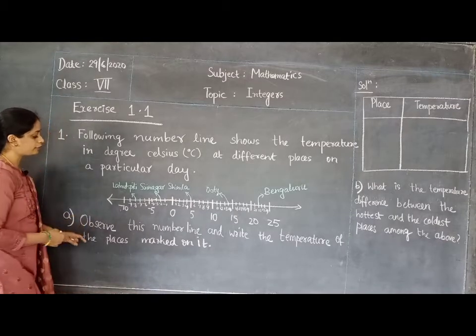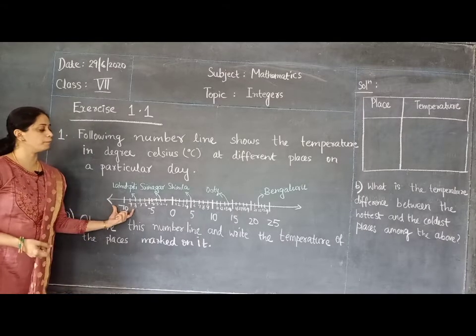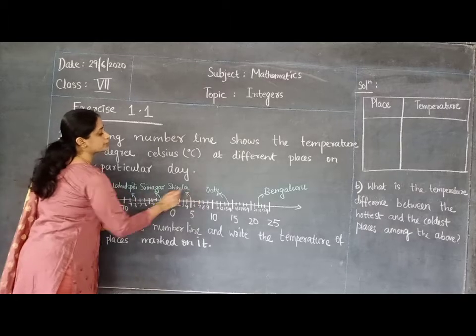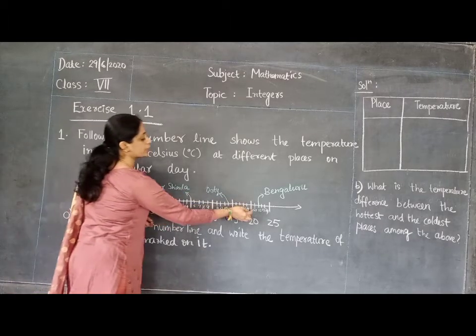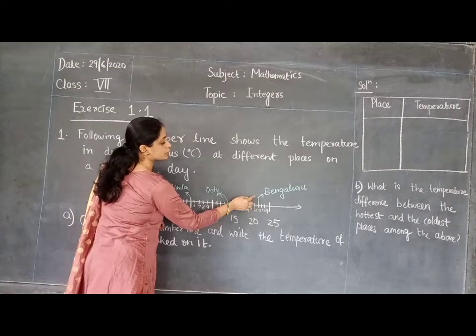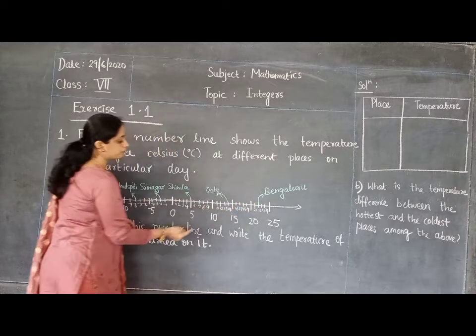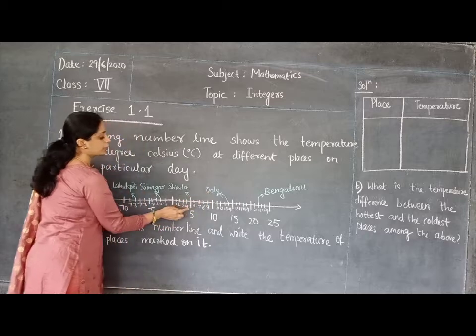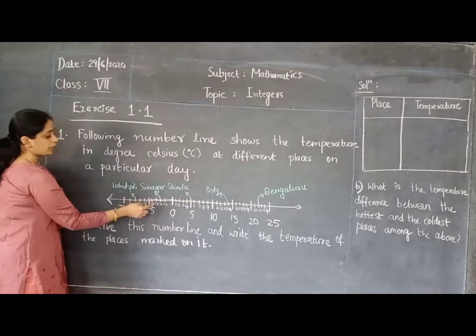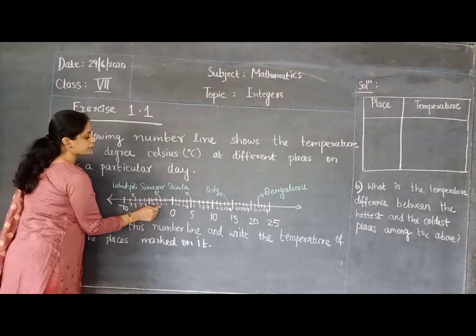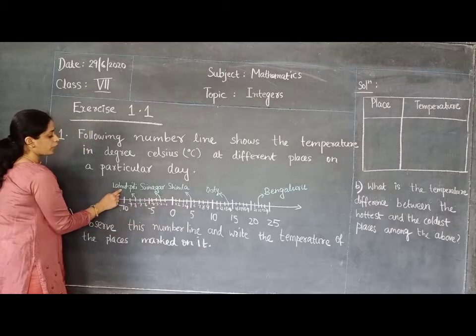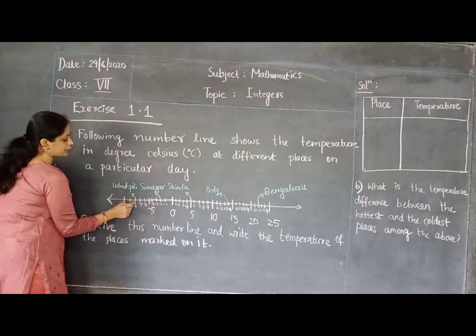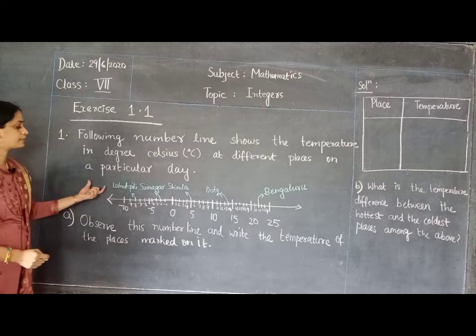So here see the first question. I hope you understood the number line. So 5 places they have marked, and you can see here 22 degrees Celsius is the temperature of Bangalore, 14 degrees Celsius is the temperature of Ooty, 5 degrees is of Simla, Srinagar the temperature is minus 2 degrees, and Lahul Spiti it is minus 8 degrees Celsius.